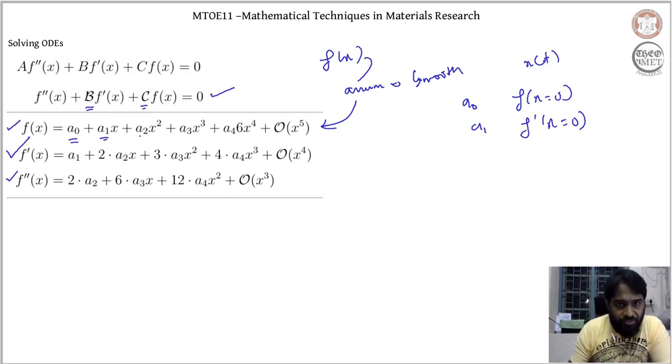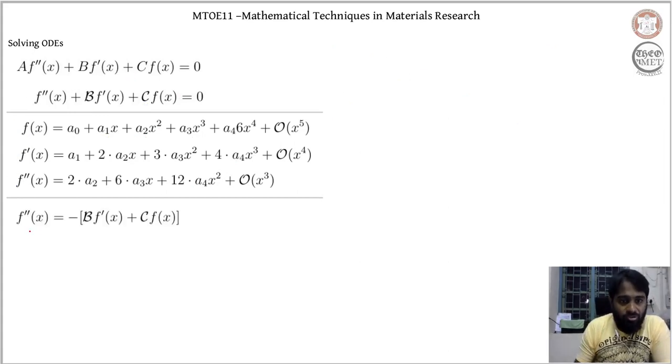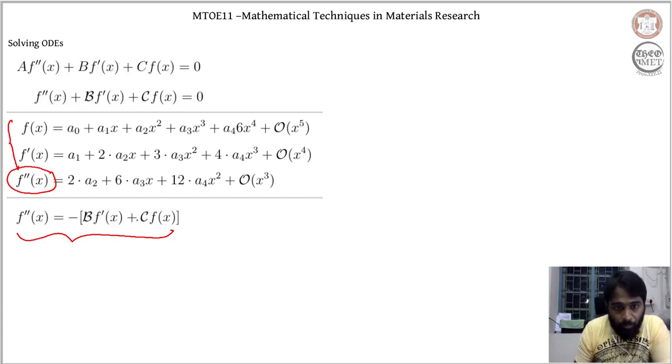But all the other coefficients, a2, a3, a4 and so on, are unknown to me. So we tend to find these a2, a3 and a4 from our original problem statement. In order to find that, we rewrite our original problem statement as something like this, and we equate our second derivative to that of our first derivative and the original function. Before equating, we multiply them with the appropriate coefficients and take the negative sign here.